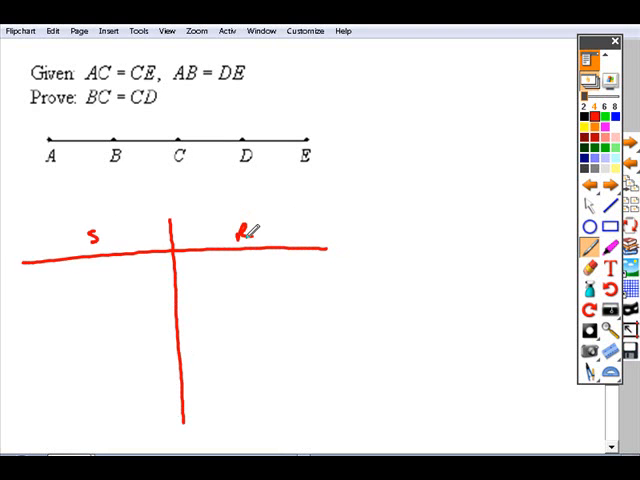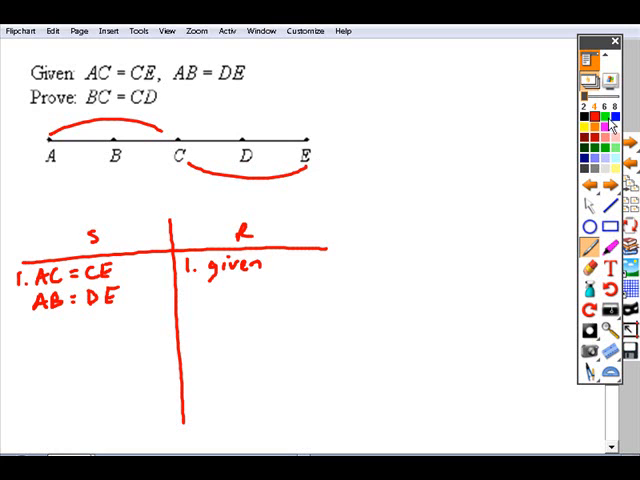Okay, so let's take our statement and reason chart, copy what we have first. So AC and CE are equal, AB and DE are equal, and that was given. So if we label this, AC and CE are the same, AB and DE are the same.